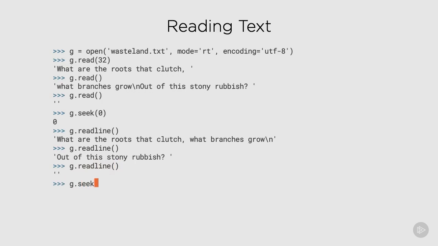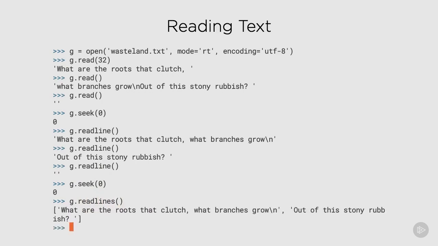Let's rewind again with g.seek(0). Sometimes when we know we want to read every line in the file and we're sure we have enough memory, we can read all lines into a list with the readlines method. This is particularly useful if parsing the file involves hopping backwards and forwards between lines. It's much easier to do this with a list of lines than with file streams of characters. This time, we'll close the file before moving on.